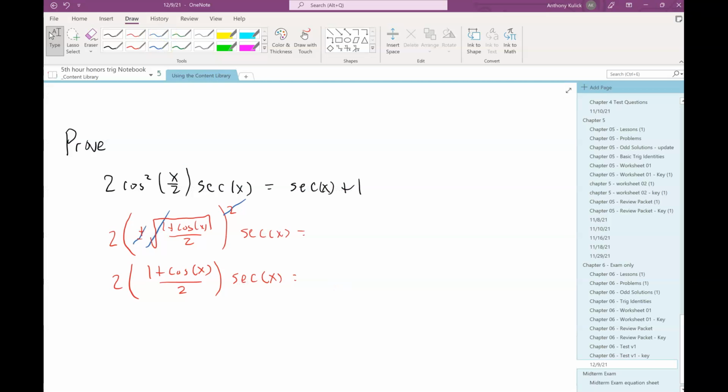And then, whoa, even better, look at this. I have a times 2 and a divides by 2. I guess I should probably just make sure that I go all the way. Whoa, out of here. This is starting to look pretty nice. I guess now distribute the secant.